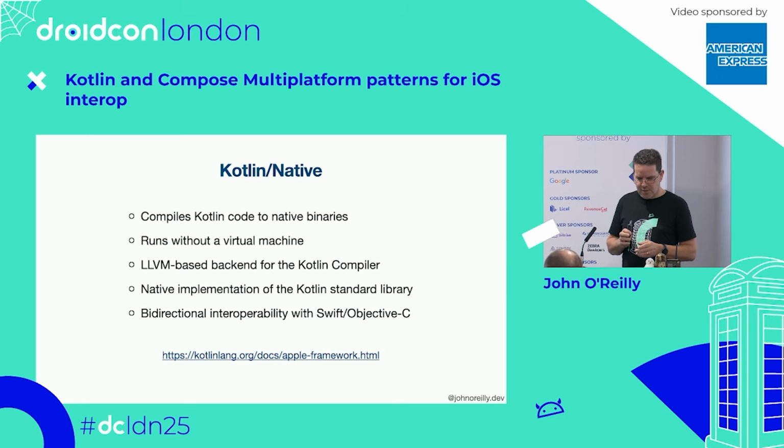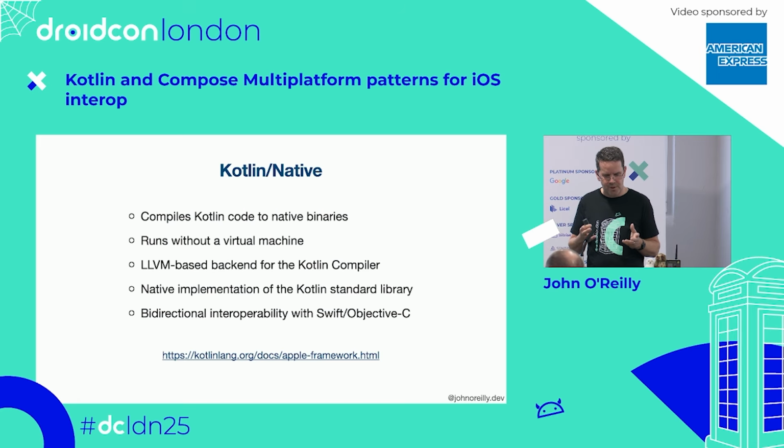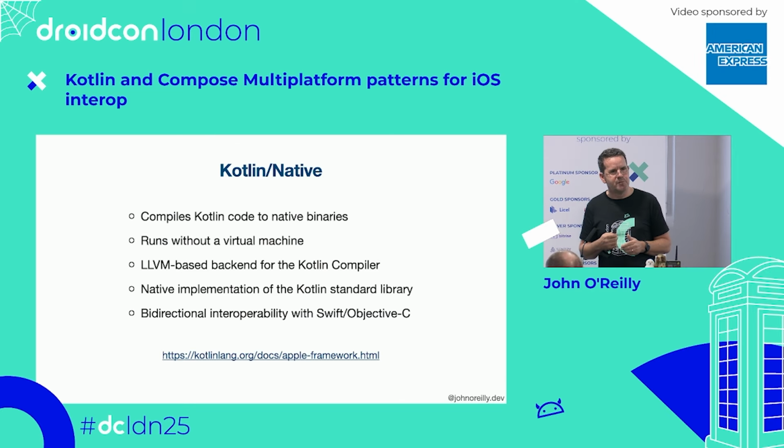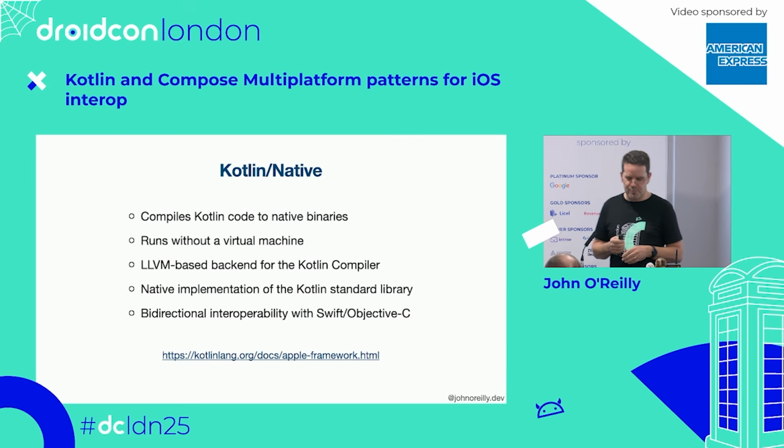Okay, we're going to focus now on the development of iOS apps using KMP. And a key component of the Kotlin toolchain that supports that is Kotlin Native. It's described as a technology for compiling Kotlin code to native binaries, which can run without a virtual machine. It includes an LLVM-based backend for the Kotlin compiler and a native implementation of the Kotlin standard library. It also importantly provides bidirectional interoperability with Swift and Objective-C. You can both use Objective-C frameworks and libraries in Kotlin code and Kotlin modules in Swift and Objective-C code.